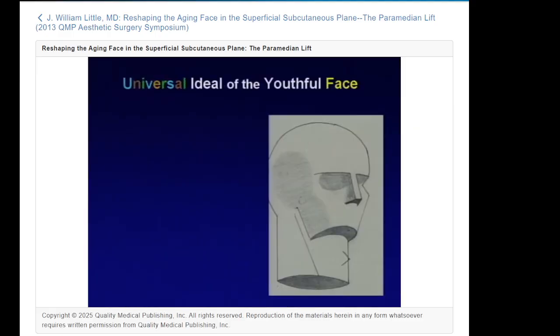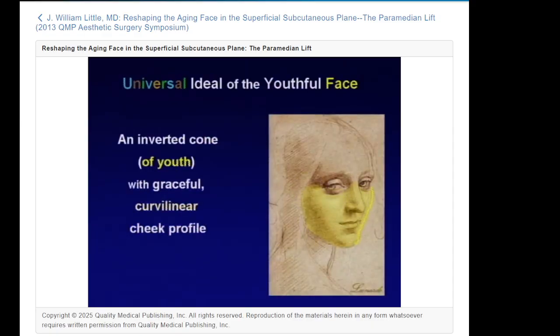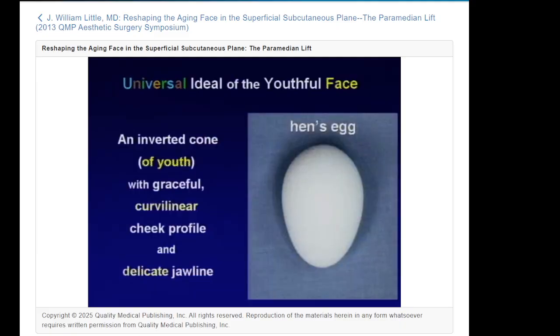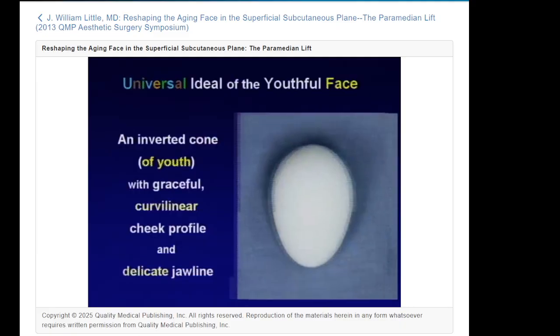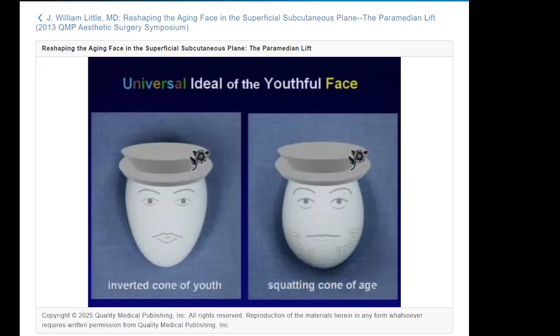But what about universal ideals and all? Well, simplified, it's an inverted cone of youth, as the artist refers to it, with a graceful curvilinear cheek profile, an OG curve perhaps, and a delicate jawline. I've had to add that latter part. And the hen's egg is a good metaphor. Narrow point down is young, the broad point down is old. So the one on the left becomes the inverted cone of youth, and the right is the squatting cone of age with the jowls, egg for young, egg for old, if you will.